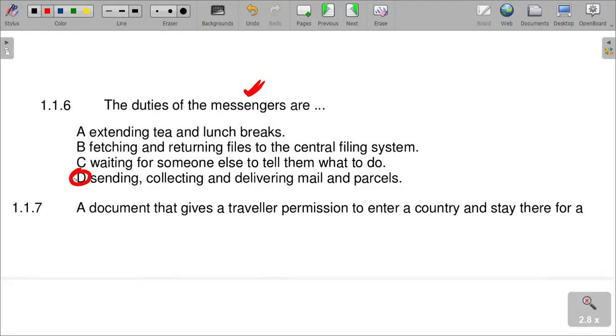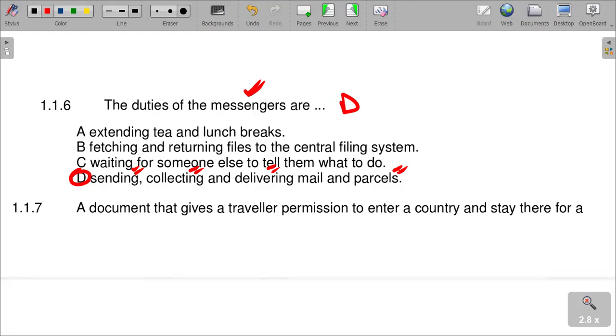Messengers are there to send. They are there to communicate, collecting and delivering mail and parcels. A messenger has to do that. So the right answer is D. Not extending tea breaks, not fetching and returning files to the central filing system, not waiting for someone else to tell them what to do. That is not the duty of messengers.